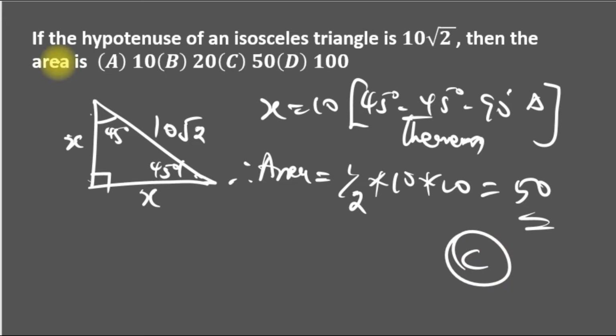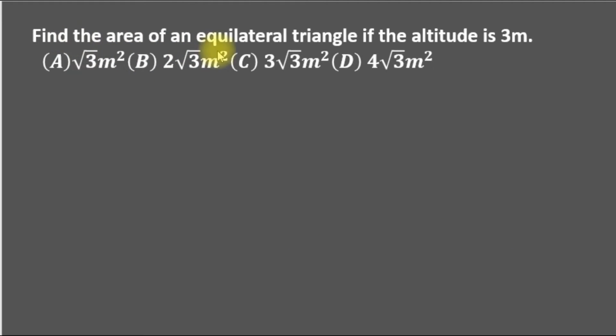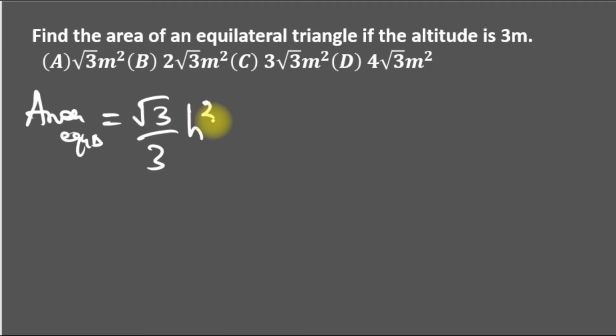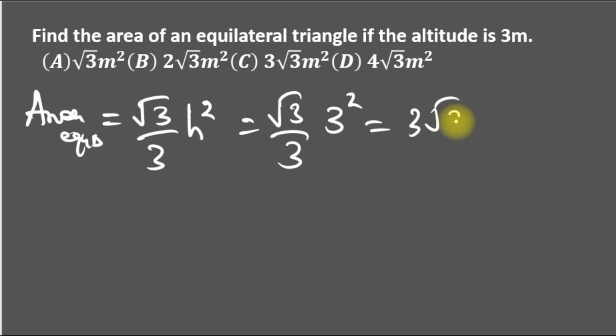Our answer is C. We have to find the area of an equilateral triangle if the altitude is 3. Do you remember that the area of any equilateral triangle must be √3/3 times height squared. So this is the area of an equilateral triangle in terms of the height. So this is now √3/3 times 3 squared. So our answer is 3√3. So our answer is C.